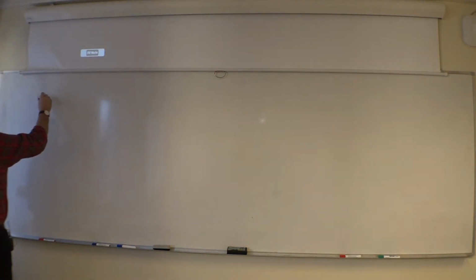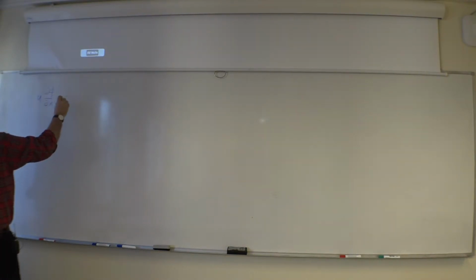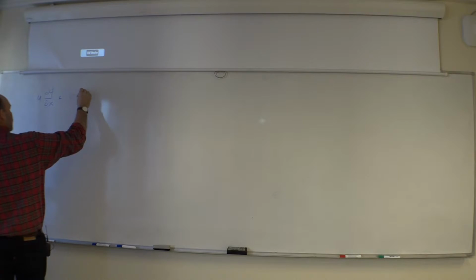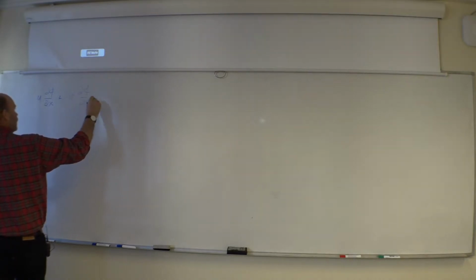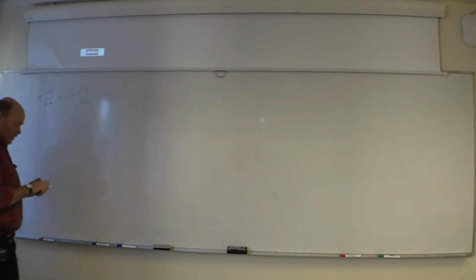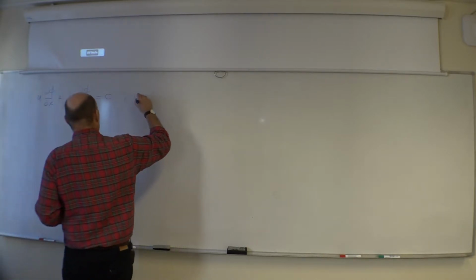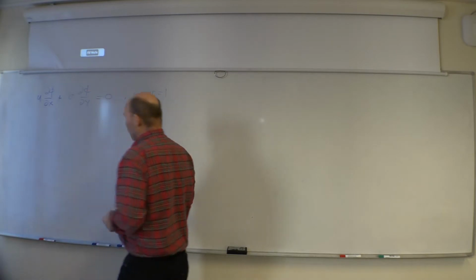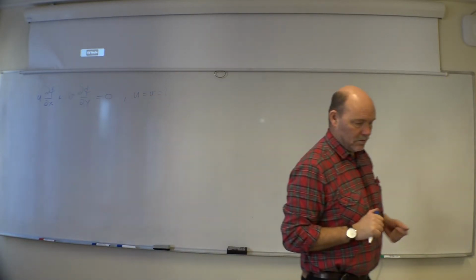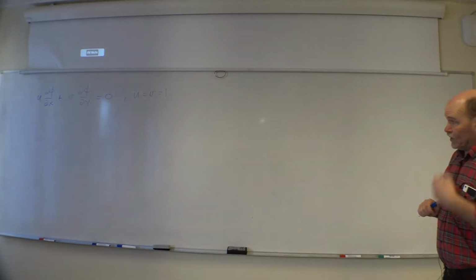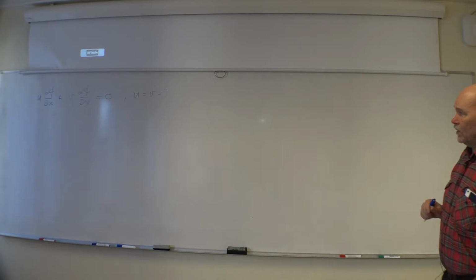So we have u dphi dx plus v dphi dy equal to 0. That's my equation, and then we do it as easy as u equals v equals 1, and then you can forget about the velocities. Now use a central differencing scheme here.